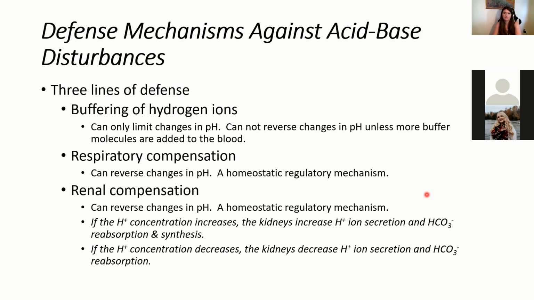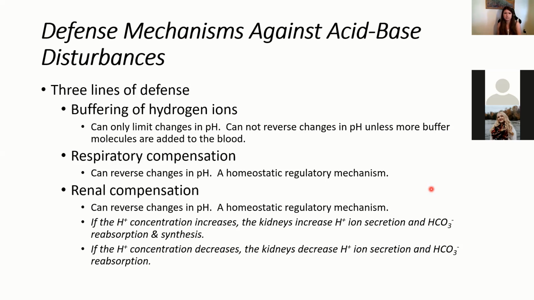Okay. Your body has defenses against acidosis and alkalosis, as you would expect, because it's regulated, right? We want to be in homeostasis. So the first line of defense is just chemical buffers, right? So we can buffer hydrogen ions through bicarbonate, and we'll also see some phosphates.